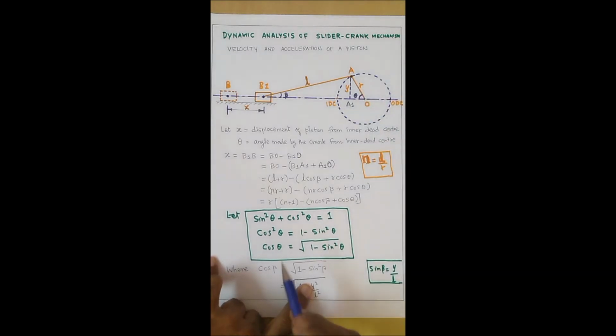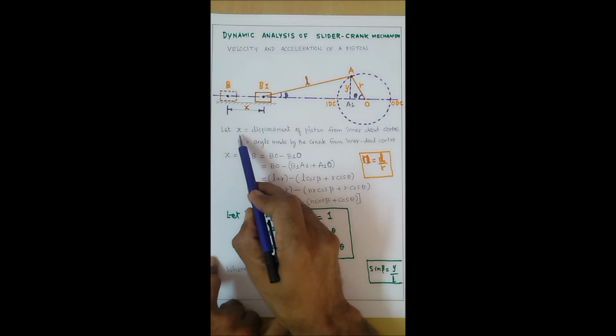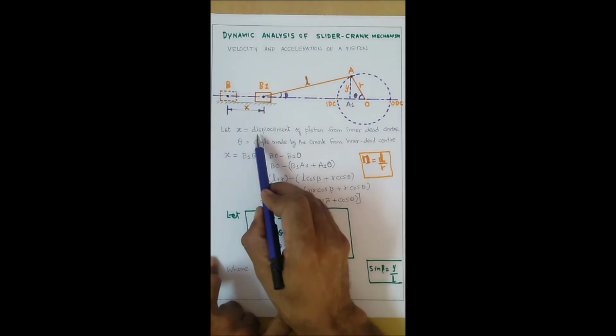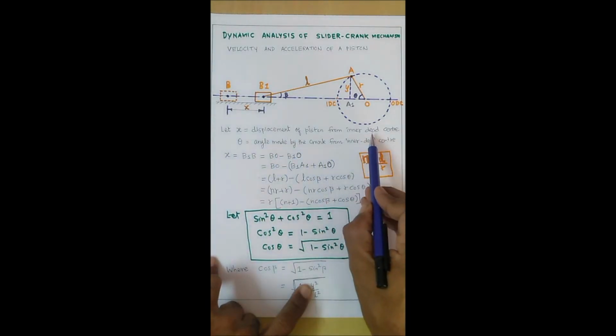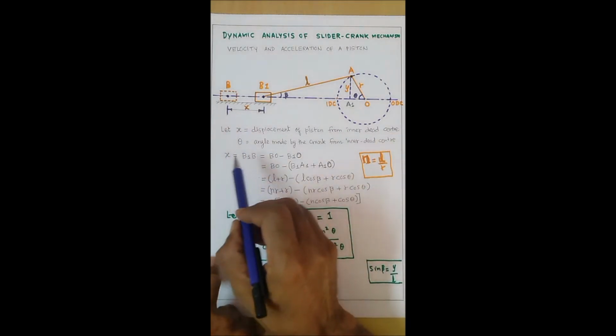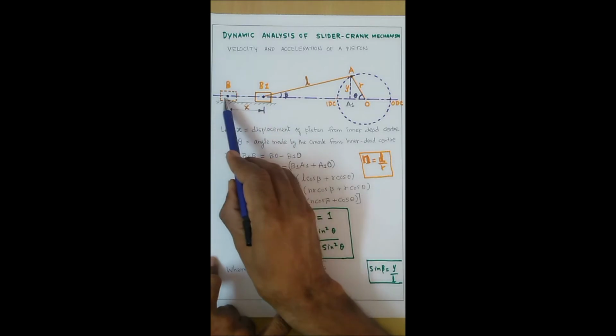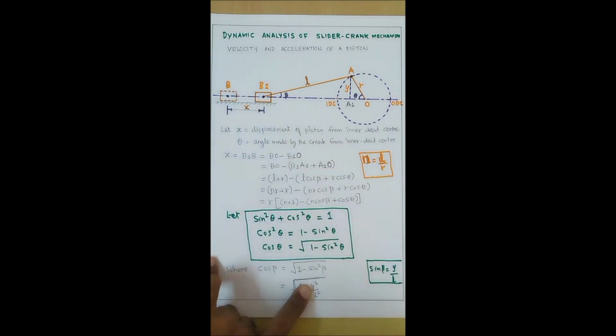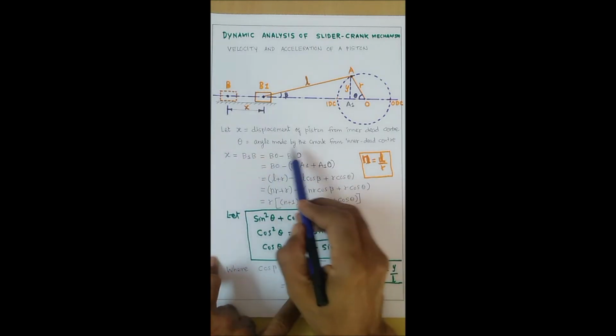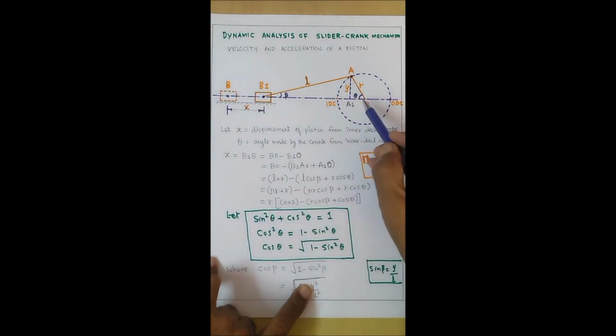Now consider what X is. X is the displacement of the piston from inner dead center. This is from this point to this point. That is the X value, the displacement of the piston. Then theta. Theta is the angle made by the crank from inner dead center.